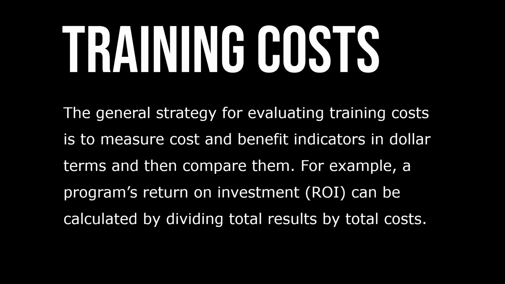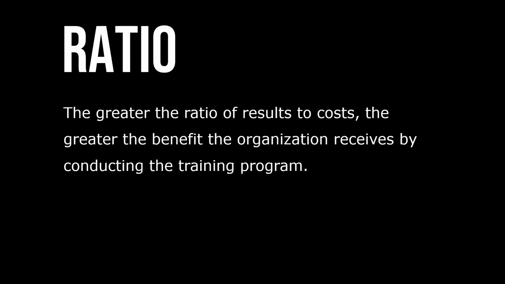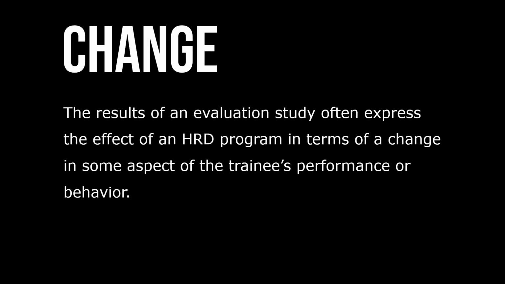The general strategy for evaluating training costs is to measure cost and benefit indicators in dollar terms and then compare them. For example, a program's return on investment, ROI, can be calculated by dividing total results by total cost. The greater the ratio of results to costs, the greater the benefit the organization receives by conducting the training program. The results of an evaluation study often express the effect of an HRD program in terms of a change in some aspect of the trainee's performance or behavior. Utility analysis provides a way to translate these results into dollar terms.